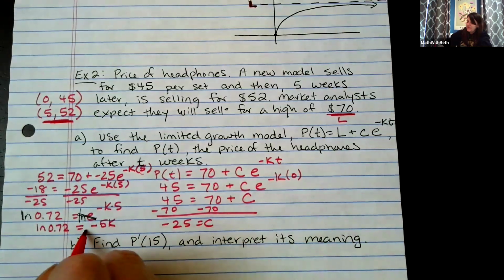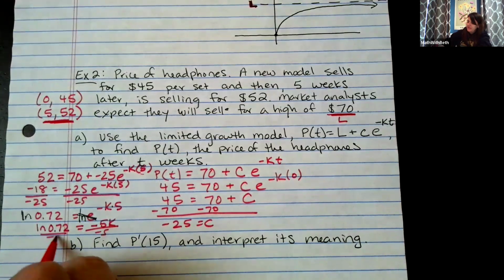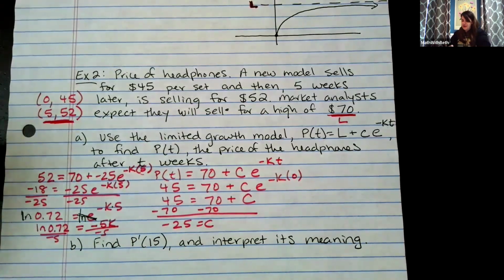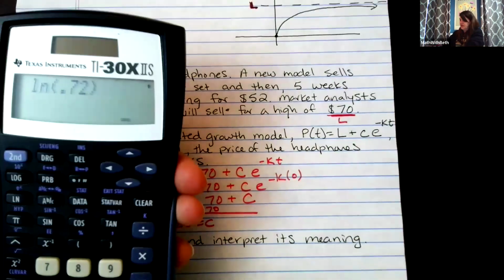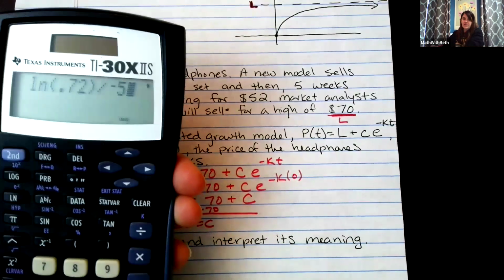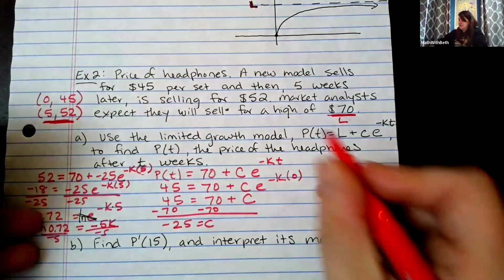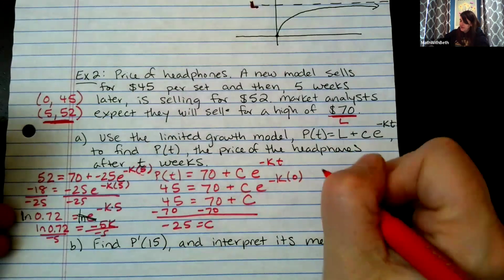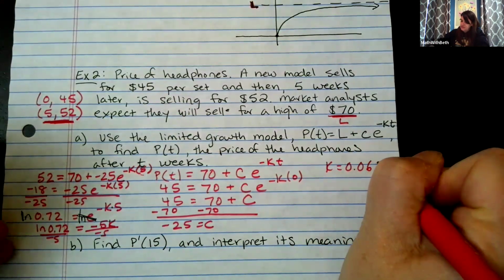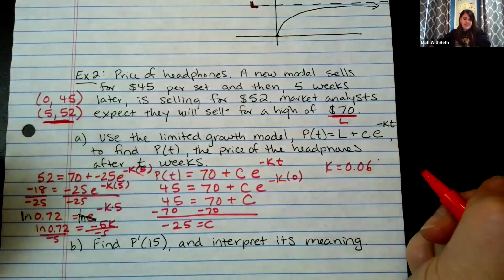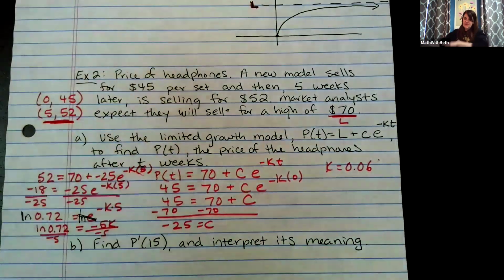So my last step to find the k will be to divide by a negative 5. So ln 0.72, and then just make sure to end your parenthesis divided by negative 5. So I'm just going to round that, and so that is my k, 0.0657.